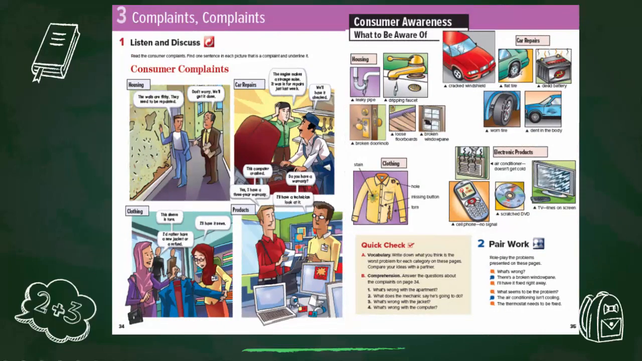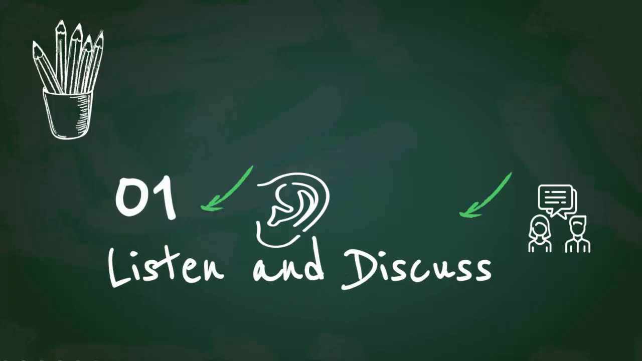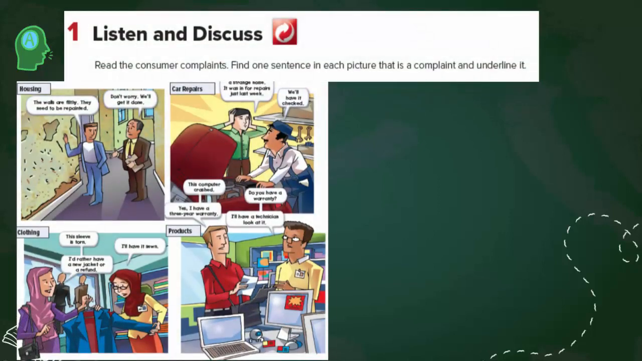Okay, dear student. Open your book page number 34 and 35. 1. Listen and discuss. Read the consumer complaints. Find one sentence in each picture that is a complaint and underline it.